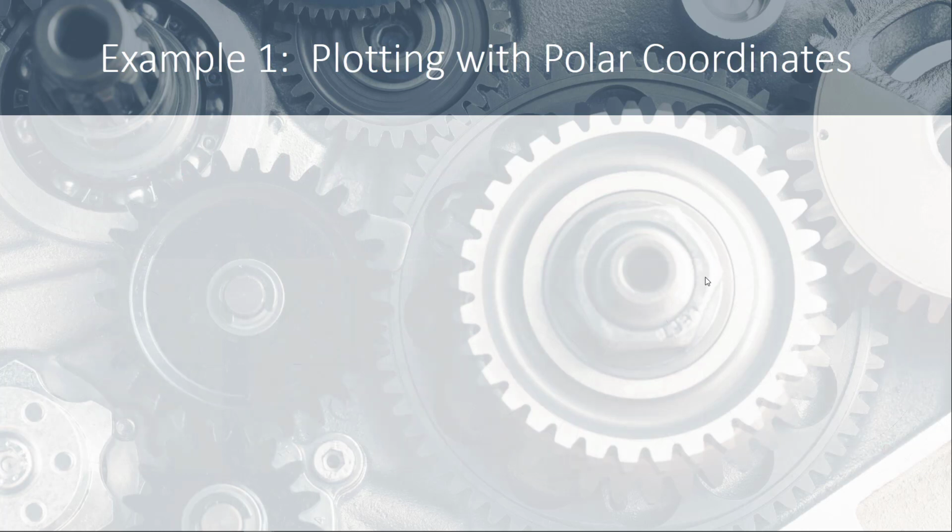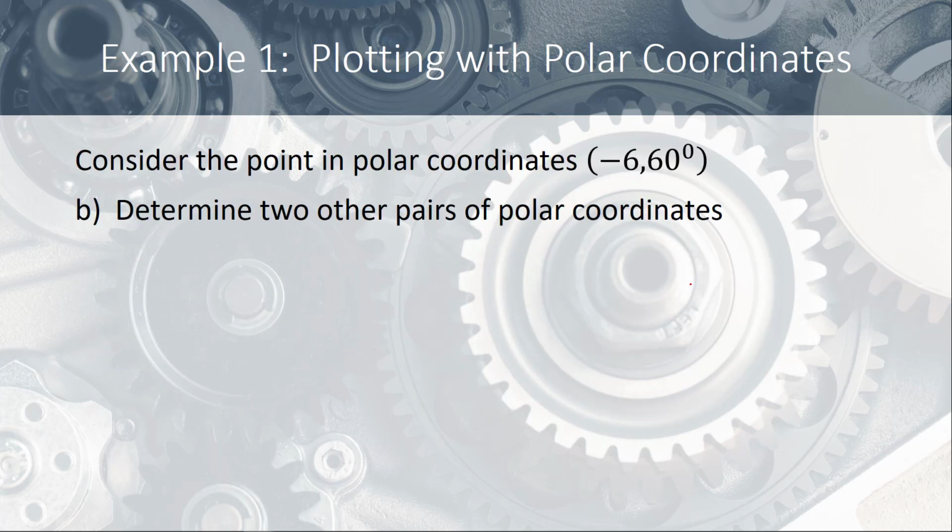Okay, let's go to the next part of this. In here, we want to determine two other pairs of polar coordinates. Now remember, if (-6, 60) is one particular point, then the other point is going to be +6 and whatever angle is supplementary to 60 degrees. And the angle that's supplementary to 60 degrees would be 60 plus 180, or 240 degrees. So this is one pair.